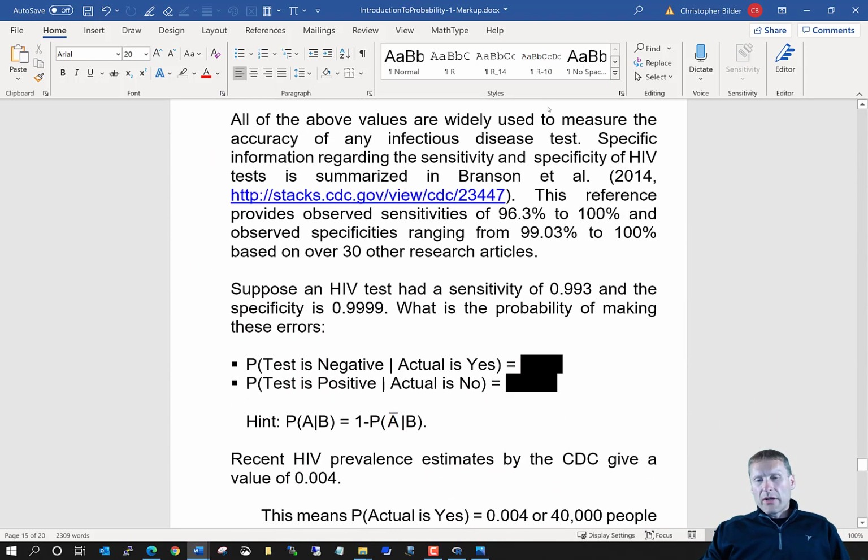Well, let's look at this a little bit more closely with some actual information. A paper that I used for a recent paper of mine that I wrote was this paper by Branson et al. in 2014.